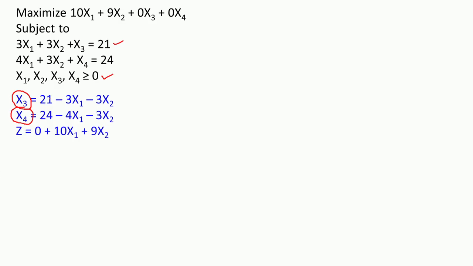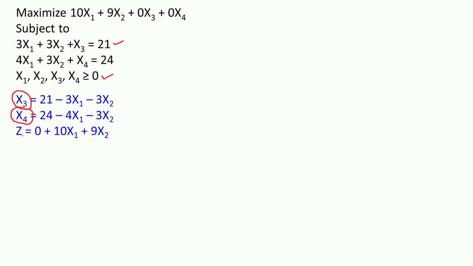Now, x3 equal to 21, x4 equal to 24 would give a contribution of 0 to the objective function plus 10x1 plus 9x2. We still write 10x1 plus 9x2, x1 and x2 are right now at 0. Now, we have a solution with x1 equal to 0, x2 equal to 0 and z equal to 0. Now, the objective function has a value 0 and we wish to maximize the objective function.